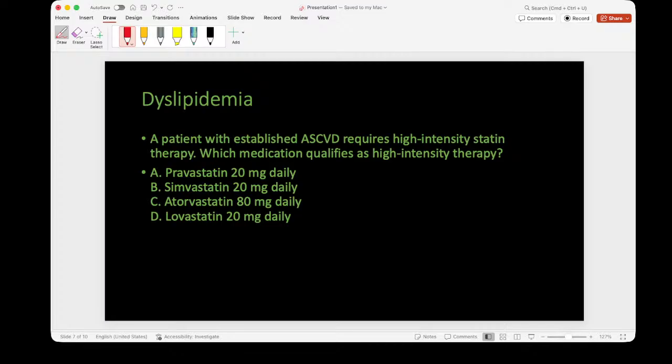So if you see a choice like this, you might not see it exactly like this, but most of the other statins here, pravastatin and lovastatin, are not going to be in the high intensity groups. They are more low to intermediate groups. Simvastatin is more like intermediate. Rosuvastatin and atorvastatin would fall into high intensity groups based on the strains that they go by. So in this case, the answer is going to be C, atorvastatin 80 milligram.